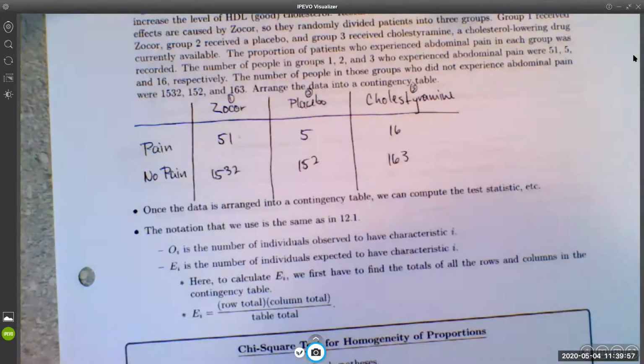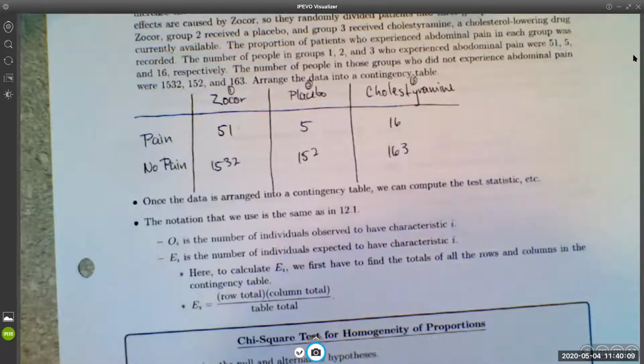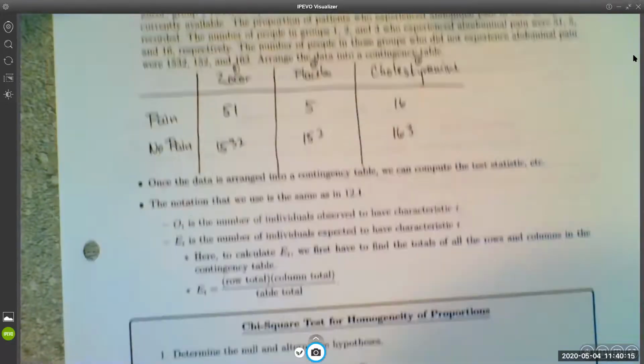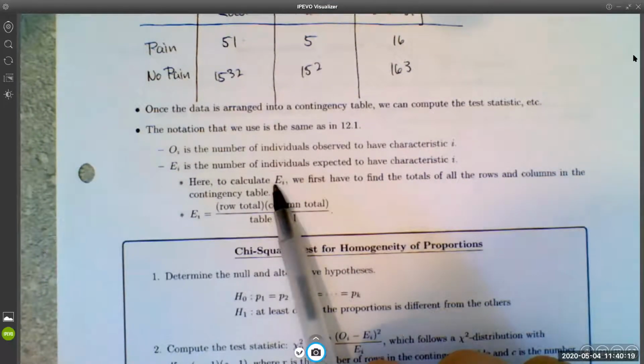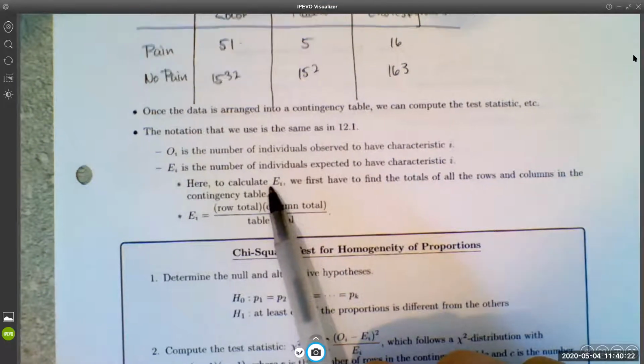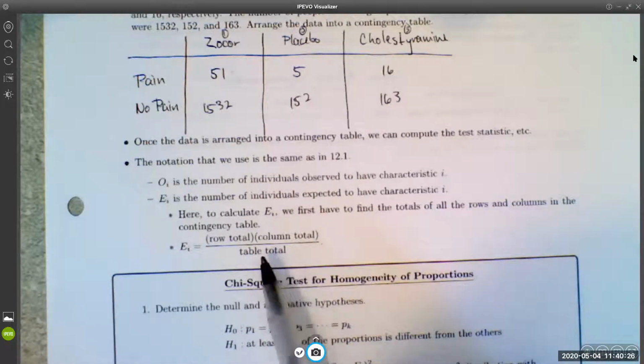Once the data is arranged into a contingency table, we can compute the test statistic and so forth. The notation that we use in this section is the same as it was in 12.1. So OI is the number of individuals observed to have characteristic I. EI is the number of individuals expected to have characteristic I. And to calculate the expected value, it's a somewhat complicated computation: row total times column total divided by table total.